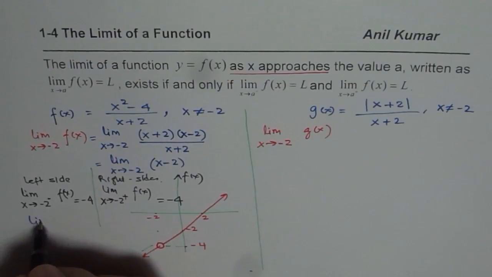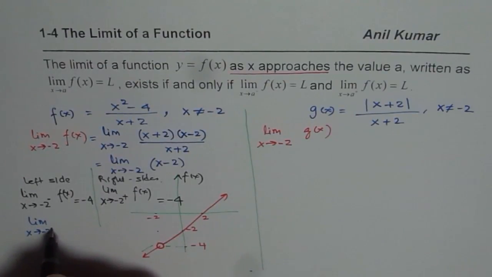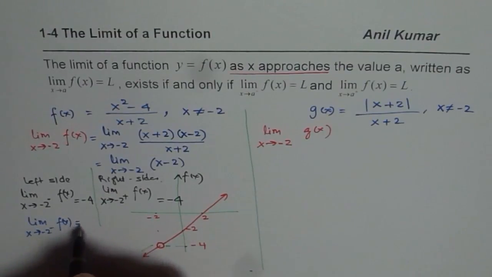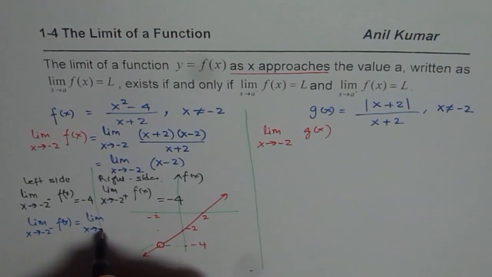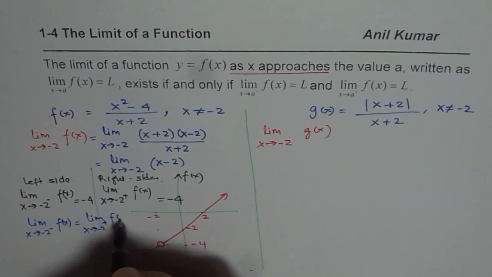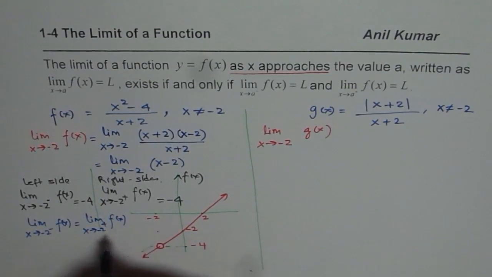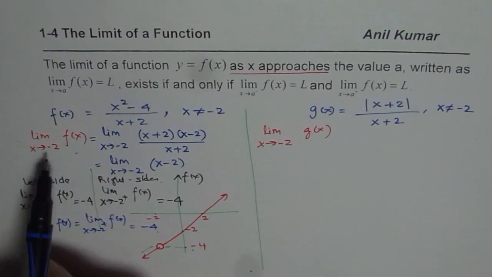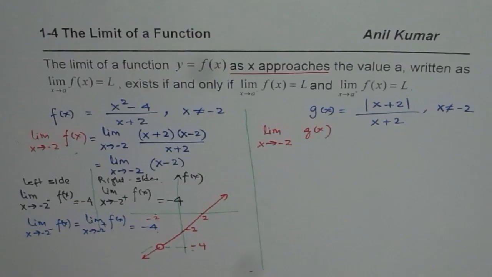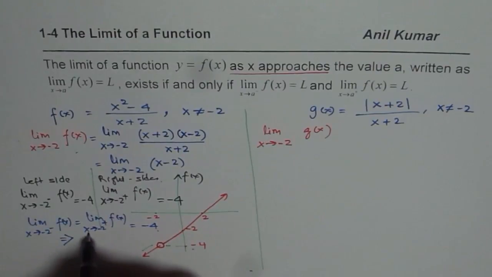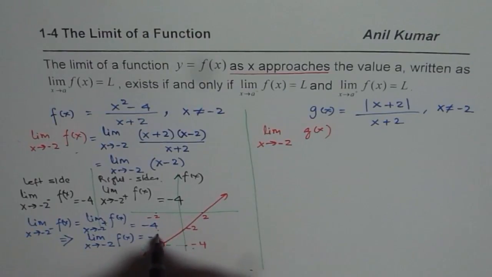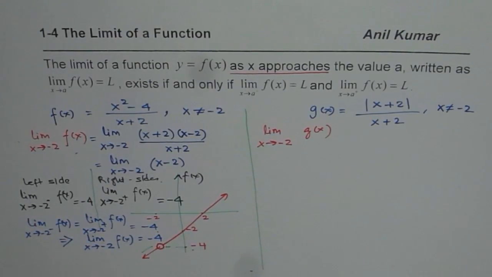So what we observe here is the limit when x approaches minus 2 from the left side for the function f of x is equal to the limit when x approaches minus 2 from the right side, right, for the f of x. And both these limits are actually equal to minus 4, right, this value. Therefore, we say that the limit of the function at minus 2 is minus 4. It is defined and it is minus 4. And therefore, this implies that the limit when x approaches minus 2 for the function f of x is equal to minus 4. That is what this chapter is all about.